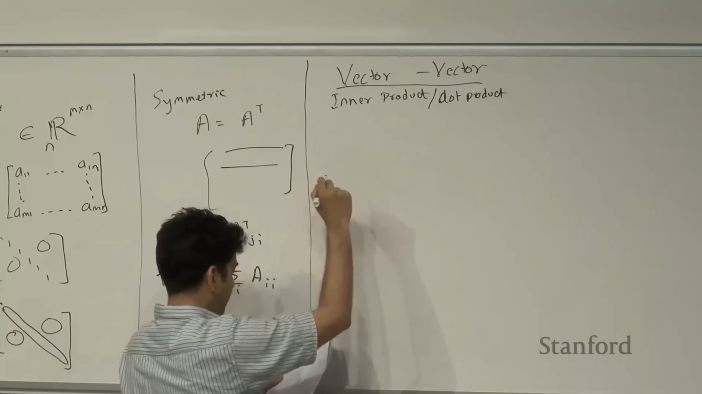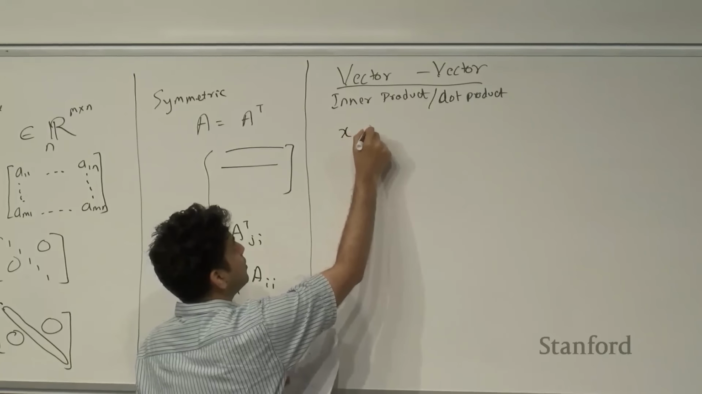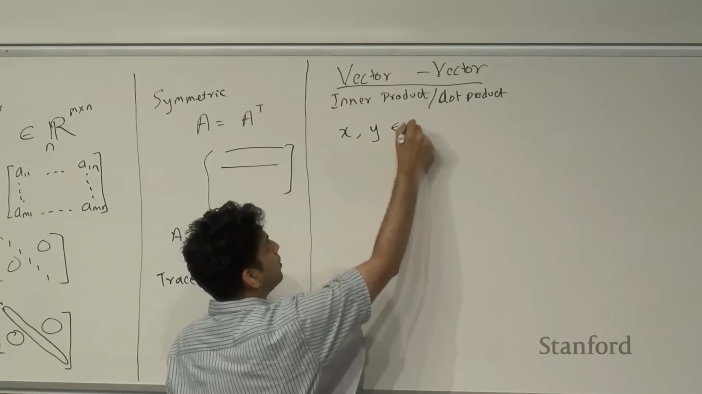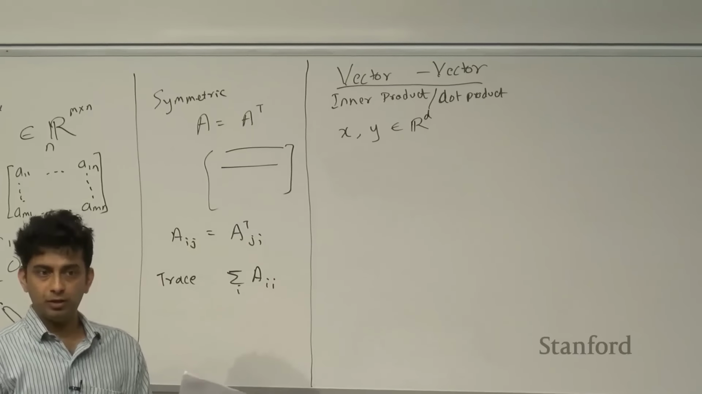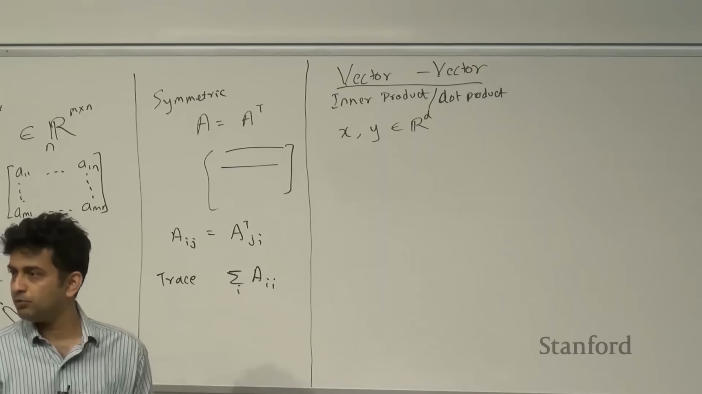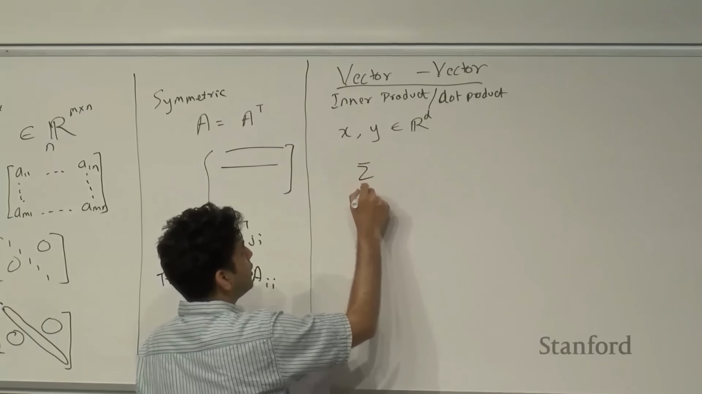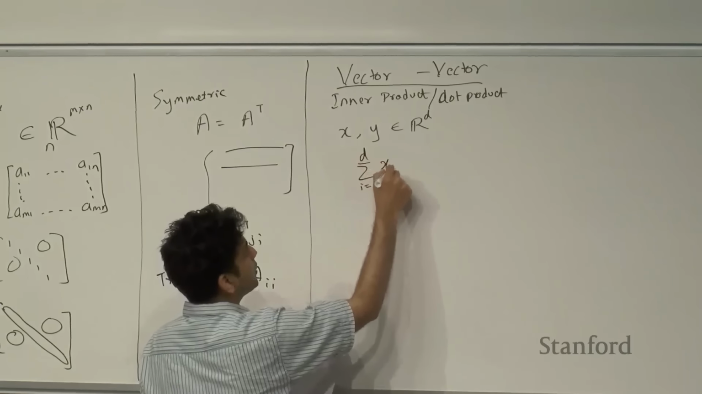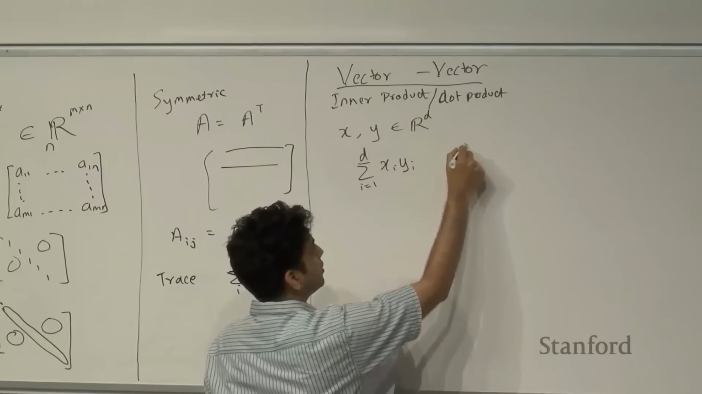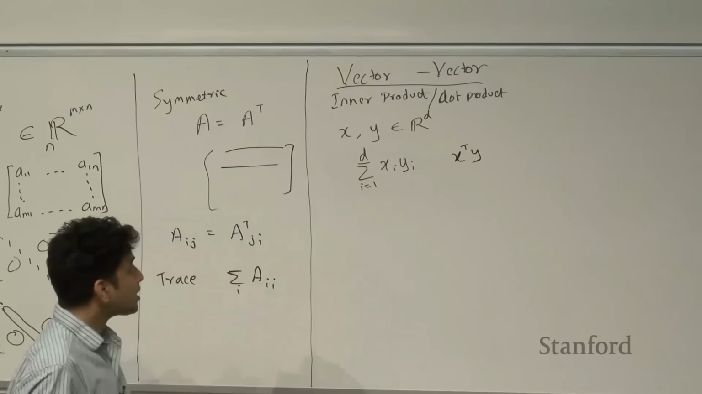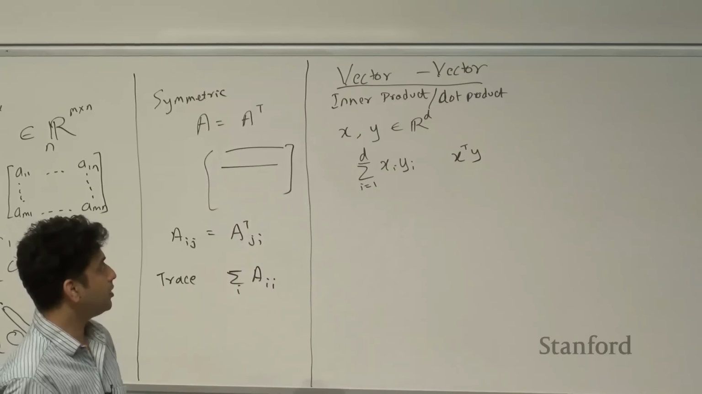One way to think of the inner product is if you have two vectors, x and y, both in Rd. In order to perform the inner product, the two vectors have to be of the same dimension, for example d, and the inner product is the sum over i equals 1 to d of xi yi. This is also written as x transpose y. This is the mathematical representation of the dot product.